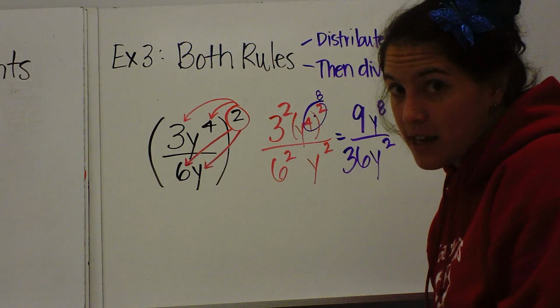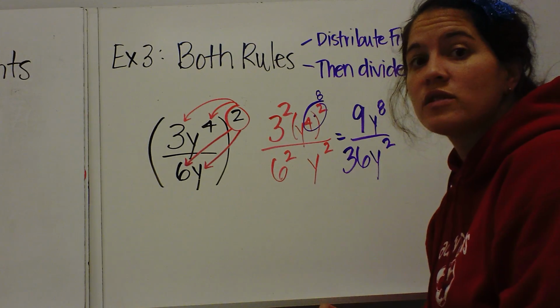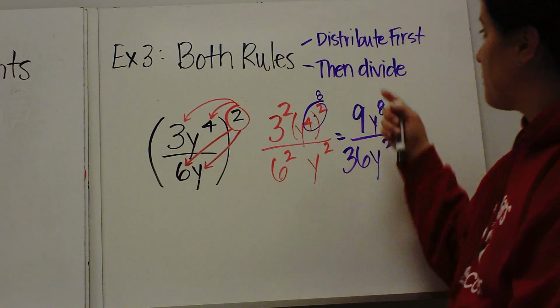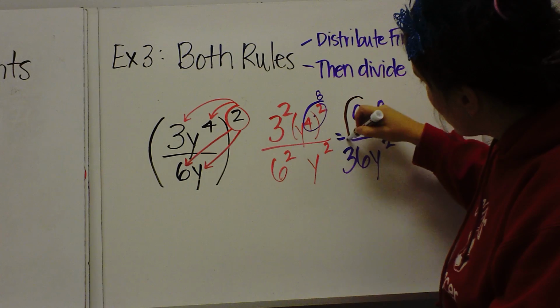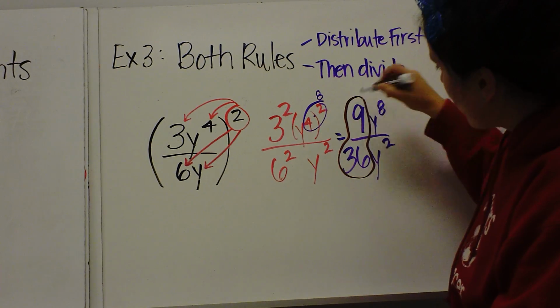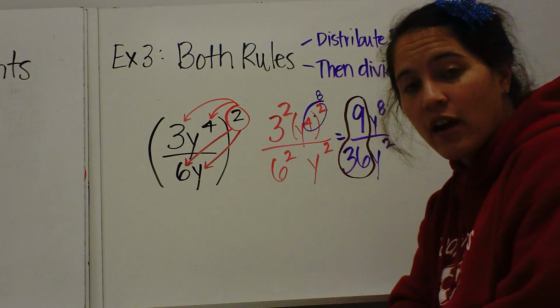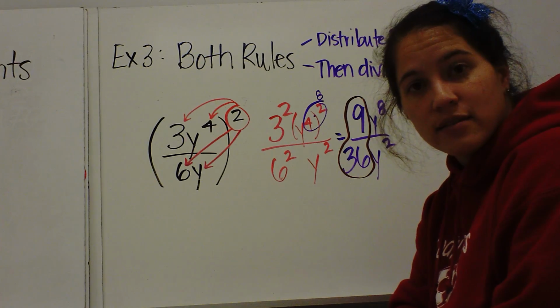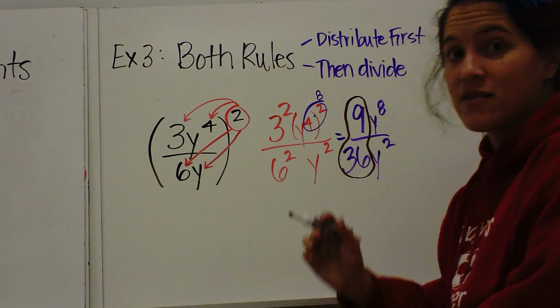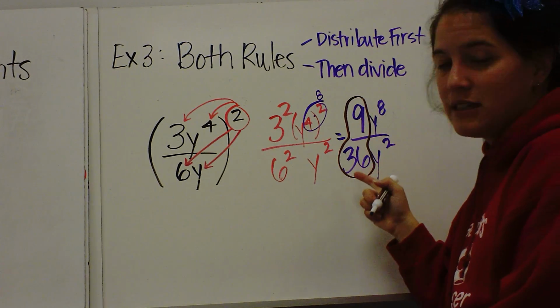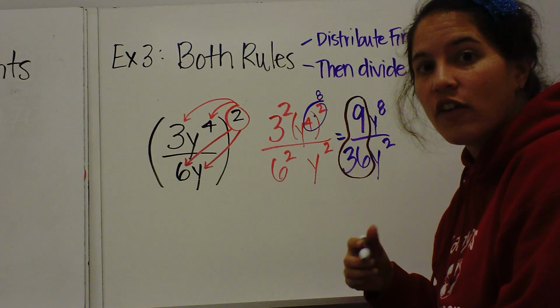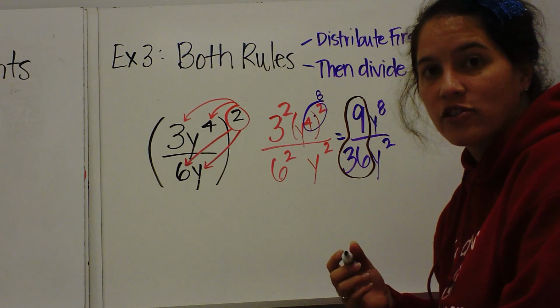Alright, we're not done. Now let's see if we can do the dividing. Look at 9 and 36. Circle that fraction for me. Circle that on your paper. 9 and 36, are those bases? No, those are not bases. The y is the base. So the 9 and the 36 are called coefficients. So that's just a fraction.